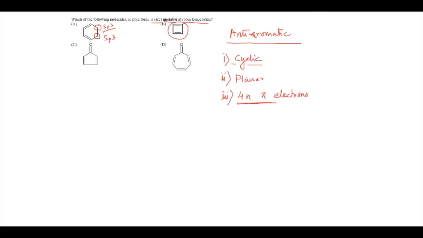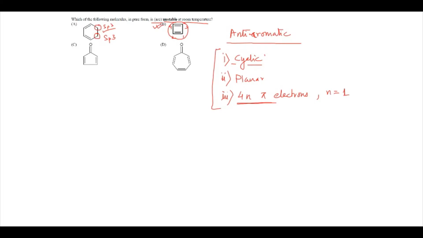So in option B, we can see that we have a cyclic system. Fine. Yes, it is planar because all the 4 carbons are sp2 hybridized, and the number of pi electrons is 1, 2, 3, 4. So it is satisfying our 4n pi electron rule, where n is equal to 1. So all the 3 criteria are matching. So option B is one of the options which would be unstable at room temperature.